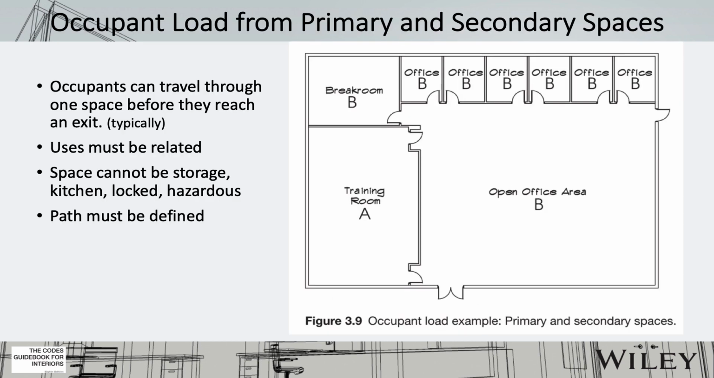This is an important concept when thinking about egress from spaces. Generally, the code does not allow you to travel through more than one space or intervening room before you reach an exit. And in some cases, those exits must be direct. When it does allow you to exit through another space, it cannot be a kitchen space, a hazardous or locked space, such as a storage room. I'm going to have you look up the code language in the California Building Code yourself to read that code section.